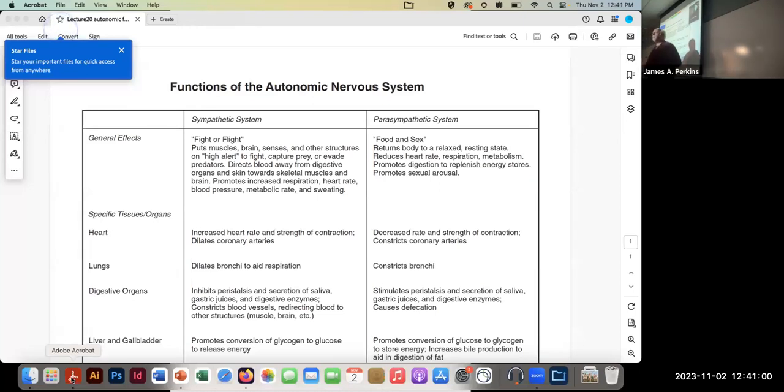It's actually dilating blood vessels to the brain and to the skeletal muscle, while at the same time, it is constricting blood vessels to the digestive organs and essentially shuts down the process of digestion. It promotes respiration, it elevates the heart rate, increases the strength of heart contraction to elevate the blood pressure. All of these things involved in preparing the body for rigorous physical activity. Something very important about the sympathetic system is it also promotes sweating. It actually stimulates the sweat glands that are located in your skin to eliminate excess body heat that's generated from this rigorous physical activity.